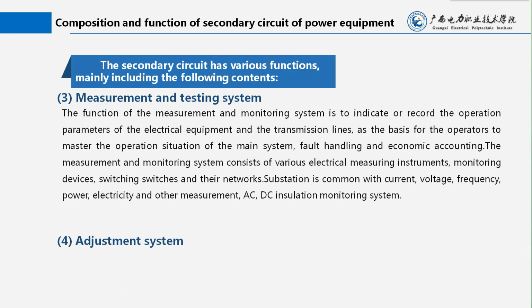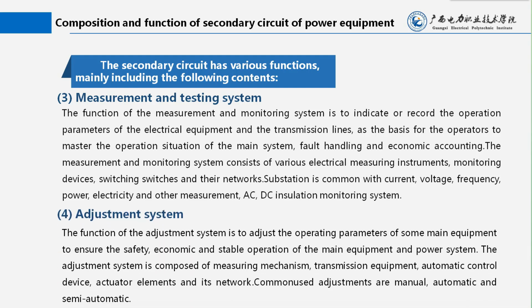4. Adjustment system. The function of the adjustment system is to adjust the operating parameters of some main equipment to ensure the safety, economic and stable operation of the main equipment and power system. The adjustment system is composed of measuring mechanism, transmission equipment, automatic control device, actuator elements and its network. Common used adjustments are manual, automatic and semi-automatic.